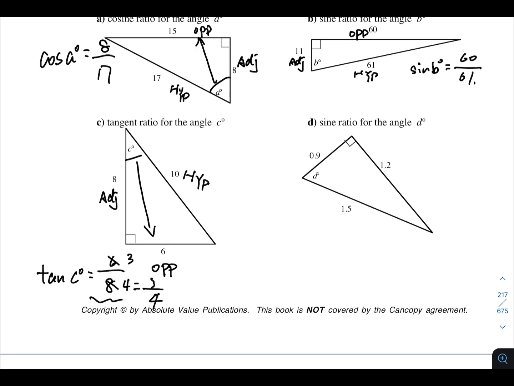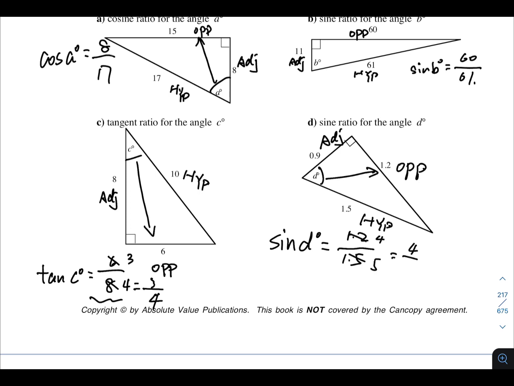And for the last one, this is the angle and the opposite, the longest is the hypotenuse, and the remaining one is adjacent. Okay, and for this one, sine. Sine D is opposite 1.2 divided by 1.5, and we need to simplify it, so we can divide by 0.3. So this is 4, this is 5, so this is 4 over 5.